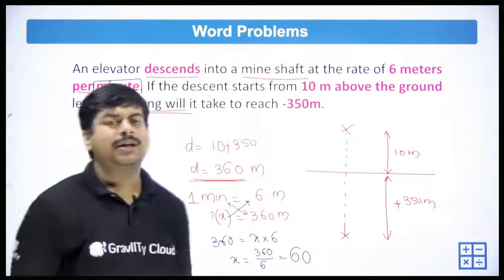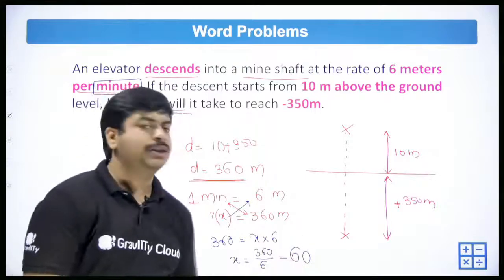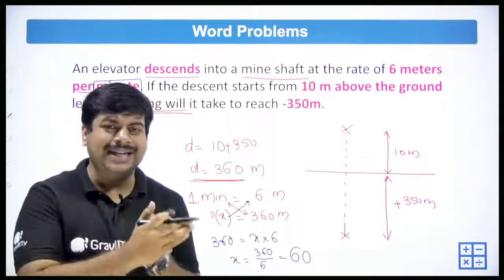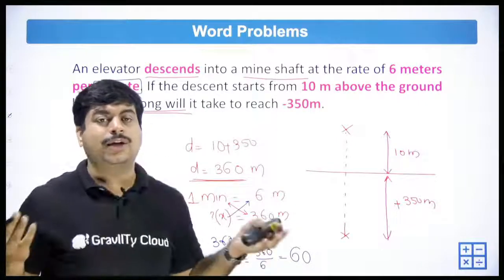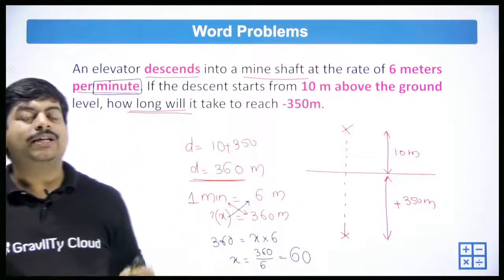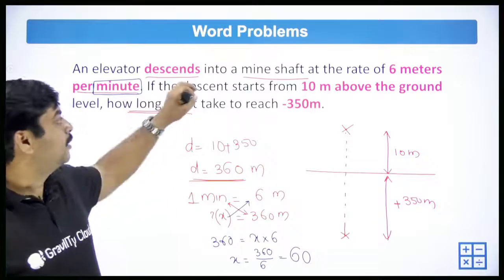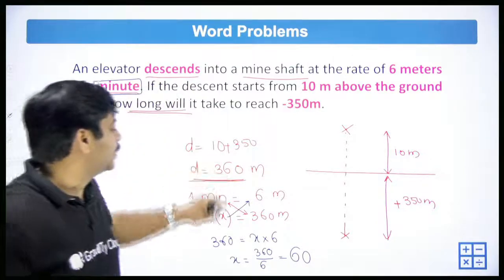When you say 60 without mentioning the units, you don't know whether it is 60 seconds, 60 minutes, 60 hours, 60 days, or 60 years. We cannot say that. So always be very confident with the units. So it is minutes.